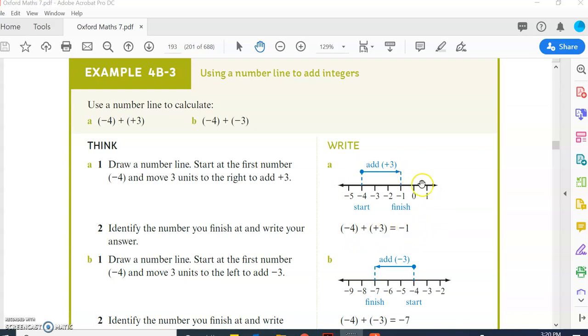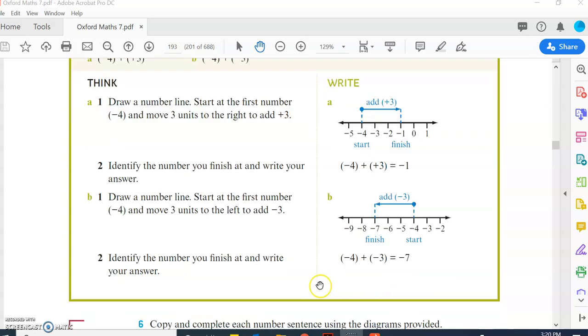So each time you'll be drawing that number line out, you'll be drawing your starting point, and you'll be drawing the arrow which shows which way you're moving. In the second example, I've got -4 plus -3. My starting point is going to be -4, but since I'm adding a negative number, we're not moving to the right of the number line anymore. We're going to move to the left of the number line. So I start at -4, and since I'm adding -3, I'm moving to the left 3 positions, 1, 2, 3, and that brings me to -7. So underneath I've written -4 plus -3 gives you negative 7.